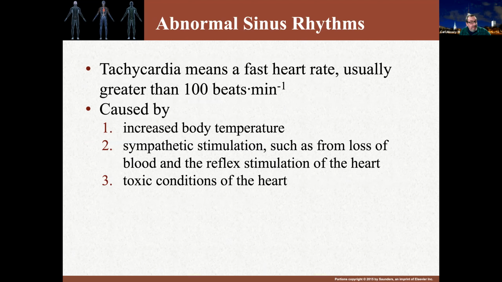Now, in the normal reading, we'd say that the P waves should look upright and similar. The PR intervals and QRS complexes have a normal duration, the PR interval of 0.12 to 0.2 seconds, and QRS 0.06 to 0.1 seconds. The rhythm is even and there are no unwanted patterns or lags in it.